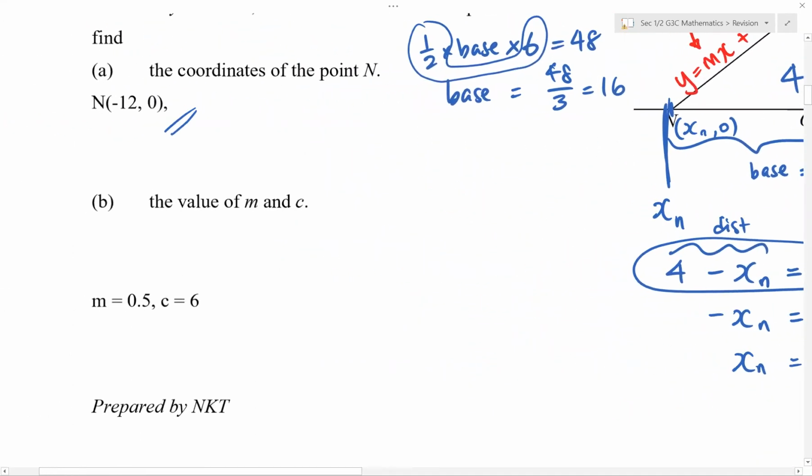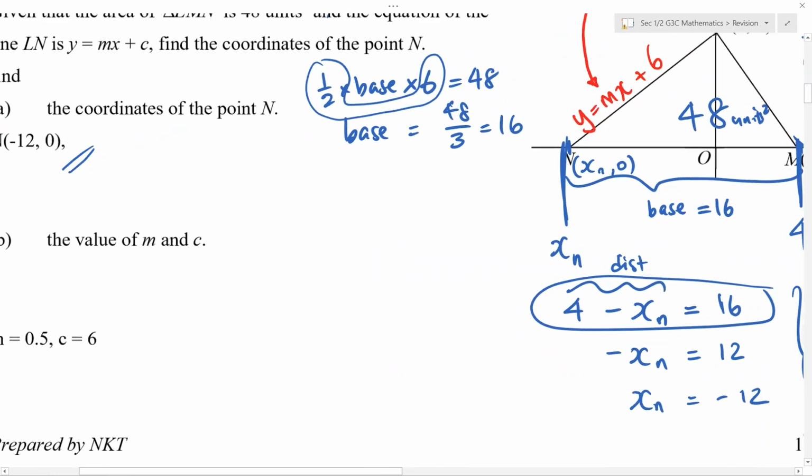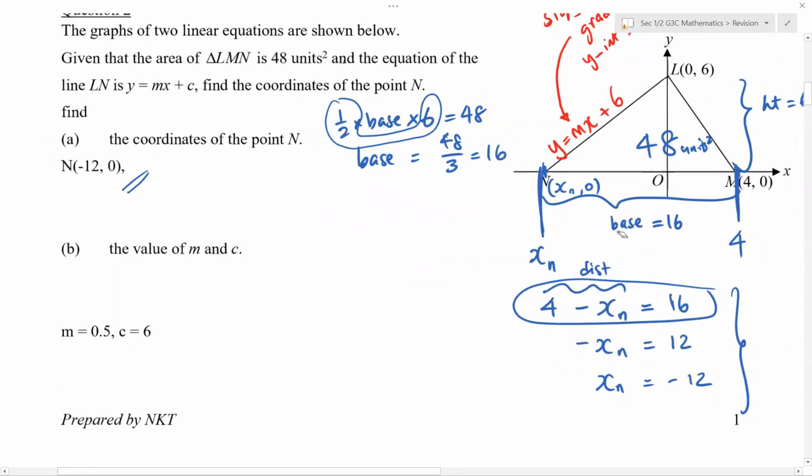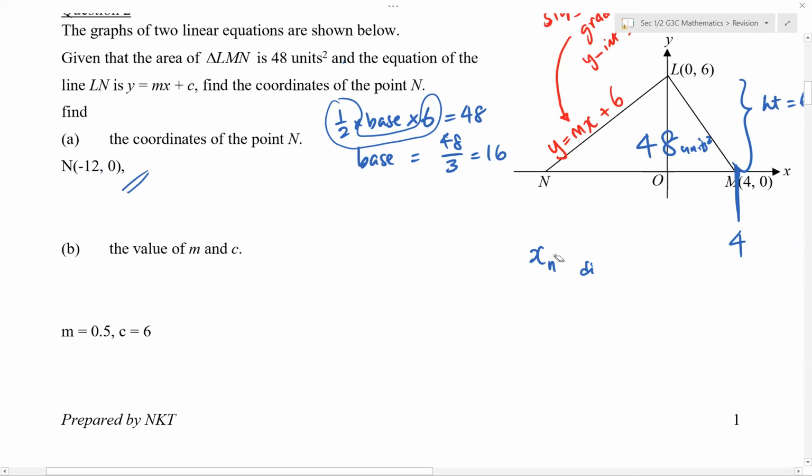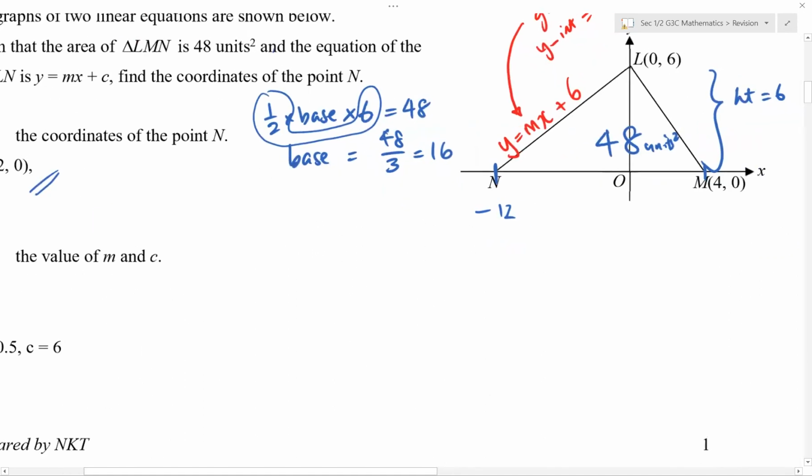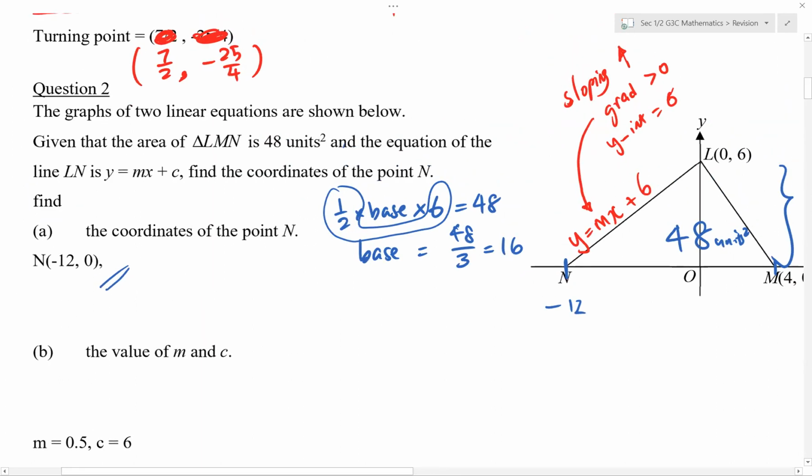Next one is the value of m and c. Okay. So knowing that xn, the x coordinate is -12. Let me put that in first. This is -12. We want to find the value of m and of c. C, we've already obtained it to be +6. That is actually the y-intercept. What about the value of m, which is the gradient? So gradient requires us to find out the rise over the run. So m being the gradient, rise over run.